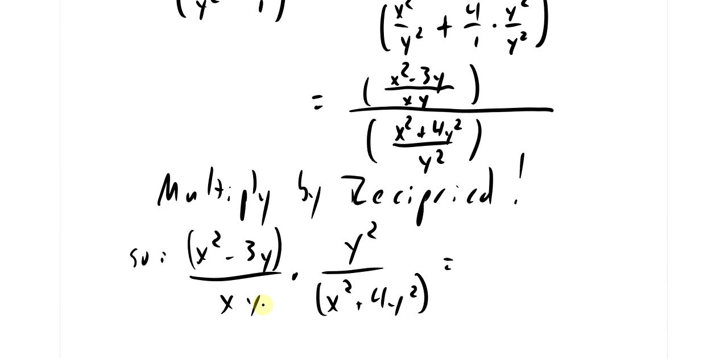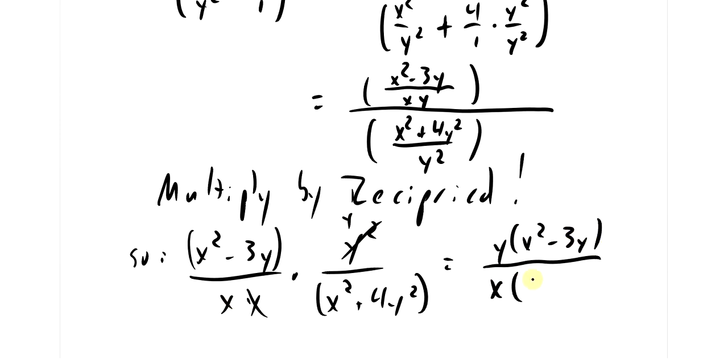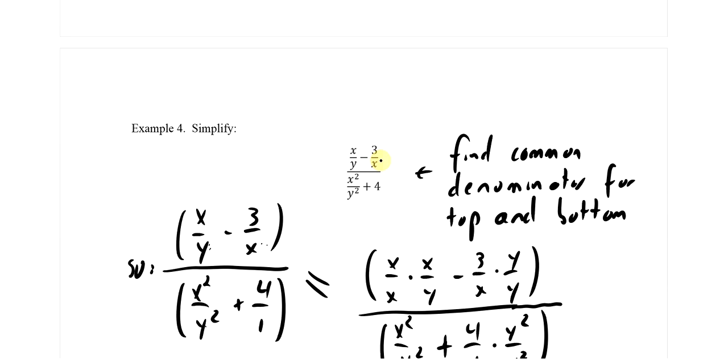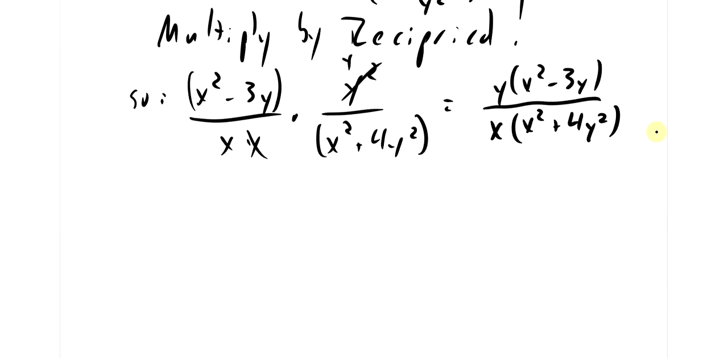the top. We're going to have this one y floating around, so we can actually cancel that out, and this becomes a y. There's two y's here and one y there. Nothing else cancels. There's no common factors anywhere, so what am I left with? Well, y times x squared minus 3y, and then x times x squared plus 4y squared. Okay. And so that's what this simplifies to as one fraction is this thing. Okay, so dividing by fraction means multiply by the reciprocal.